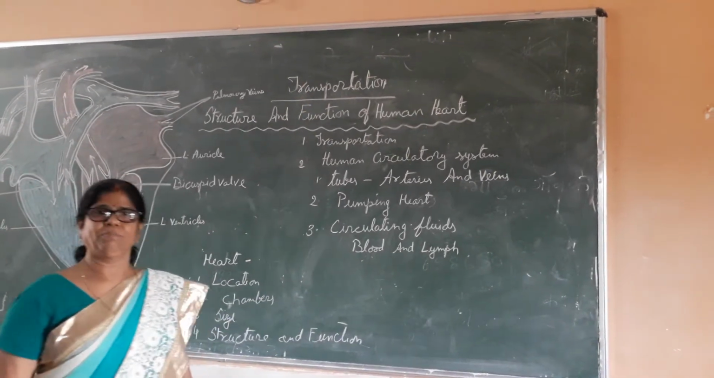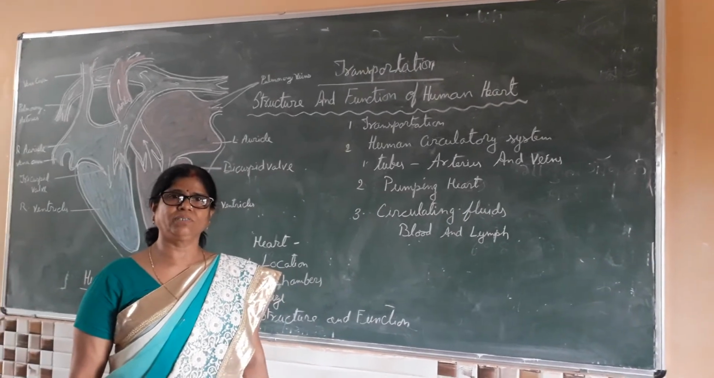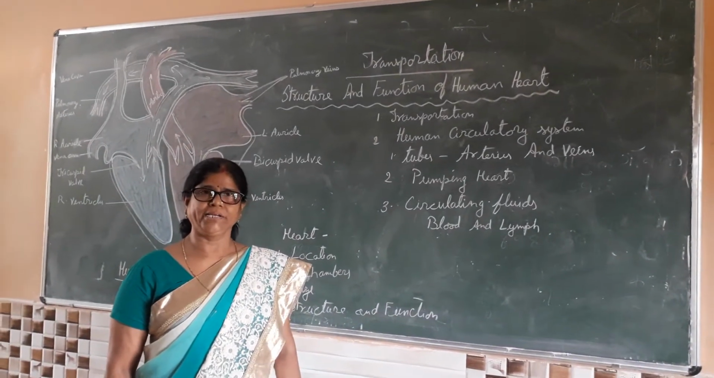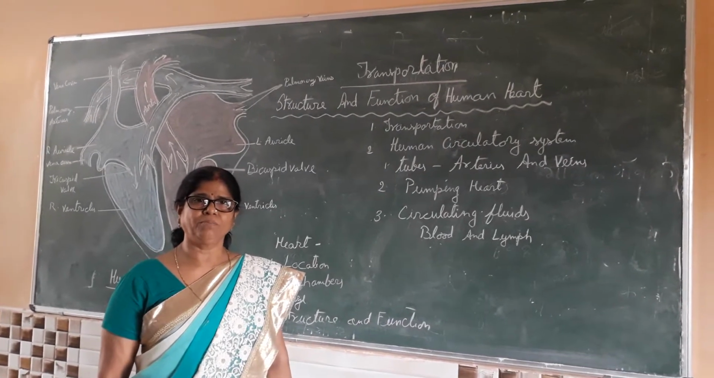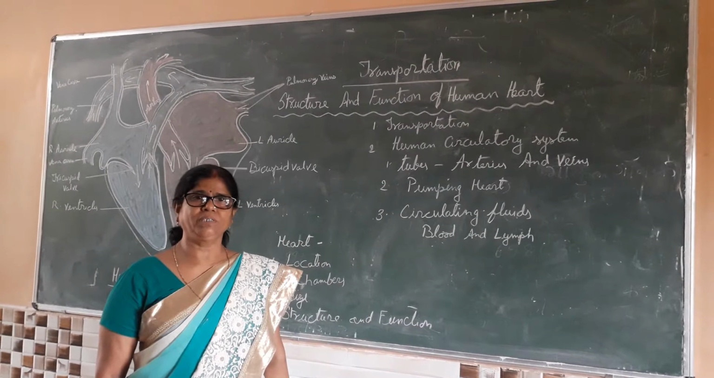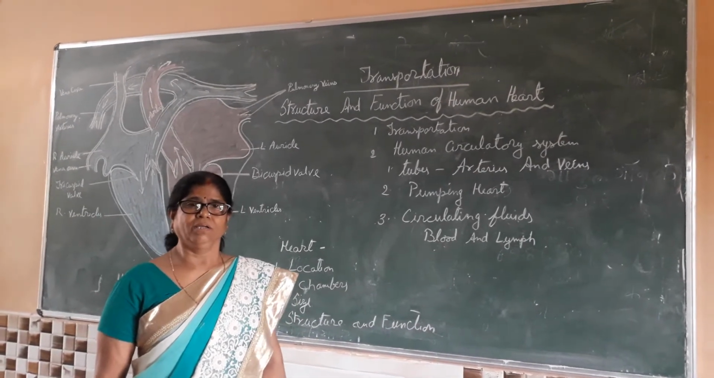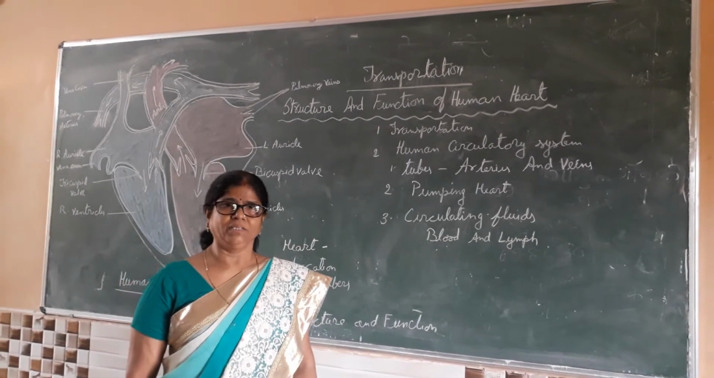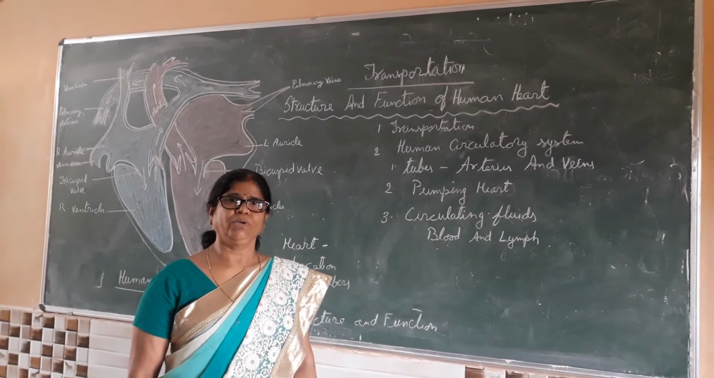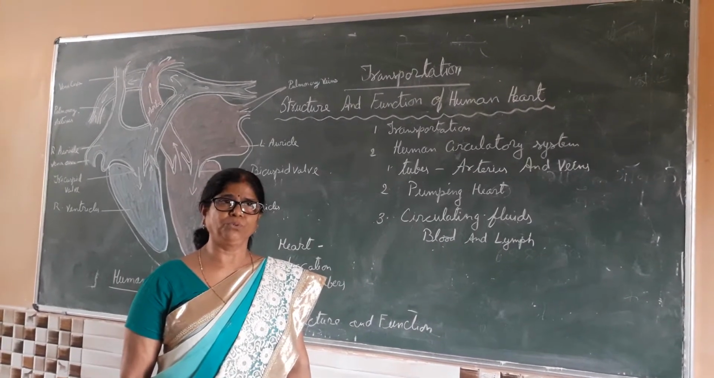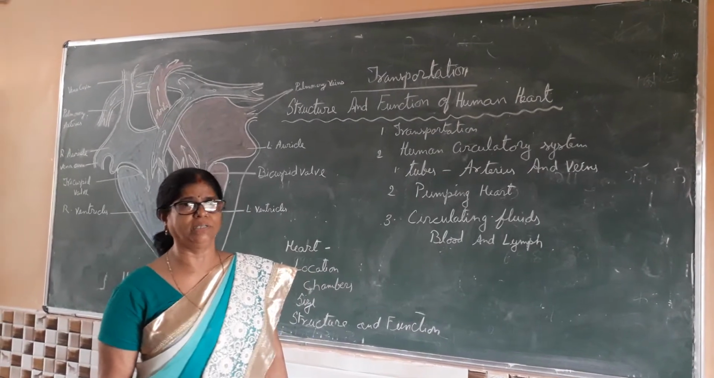Transportation occurs in our body. During transportation, different types of gases, that is oxygen and carbon dioxide, are carried from one place to another. The waste material, the hormones, and different types of nutrients are also carried from one part of our body to another part. In other words, they are transported from the place where they originate to the place where they are utilized or eliminated from our body.